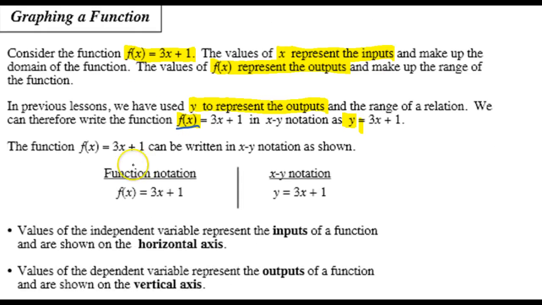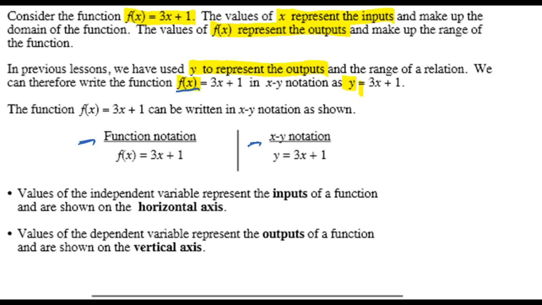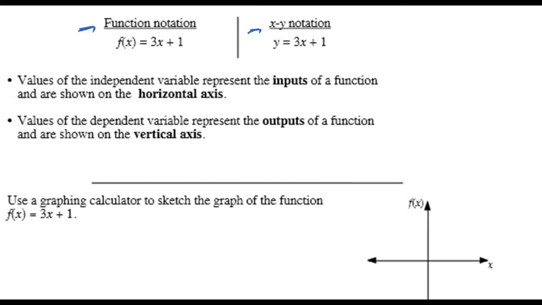Again, here's the function notation, and here is the x, y notation with two variables. The values of the independent variable represent the inputs of the function and are shown on the horizontal axis. So that would be our x's, and the values of the dependent variable are the outputs, and those are shown on the vertical axis. So it's nothing really different than what we've already done in the previous lessons, except the notation is different. Let's do a few examples here.